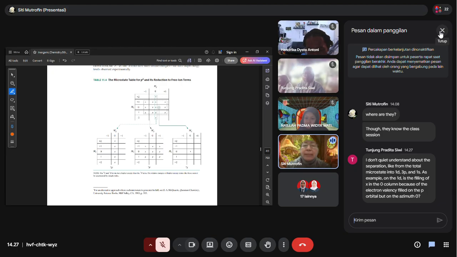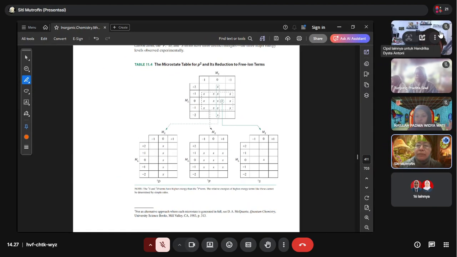Wandi, Tunjung. Is the filling of the X in the zero column because of the electron filled on the p orbital, but on the azimuth zero? Okay.